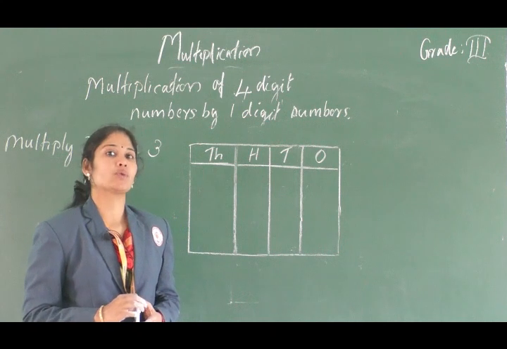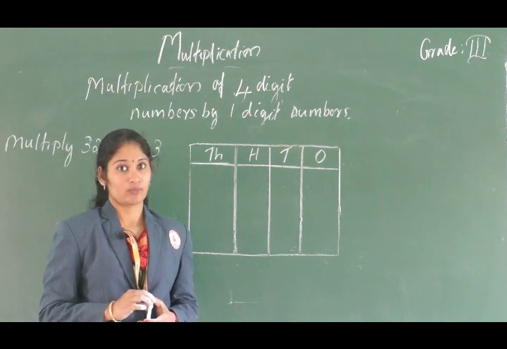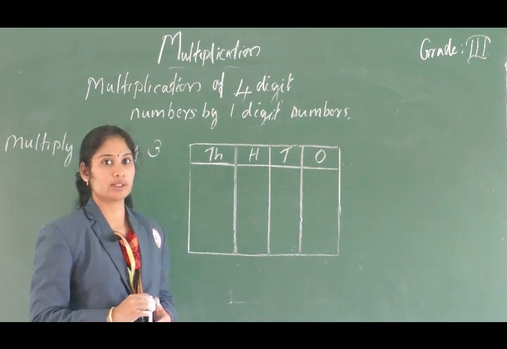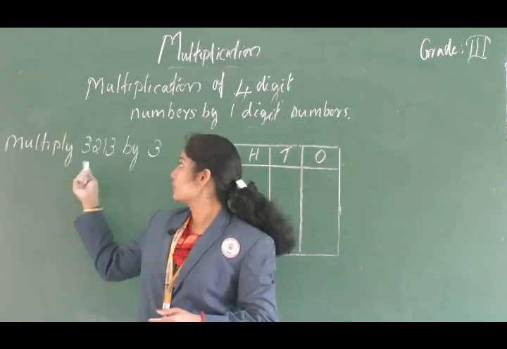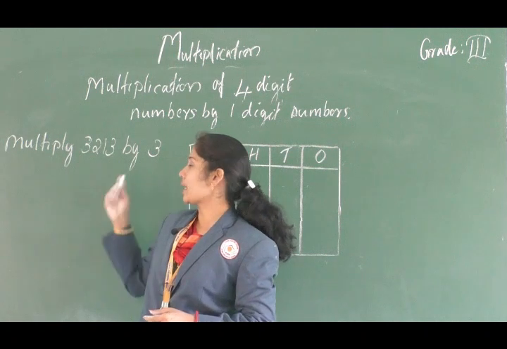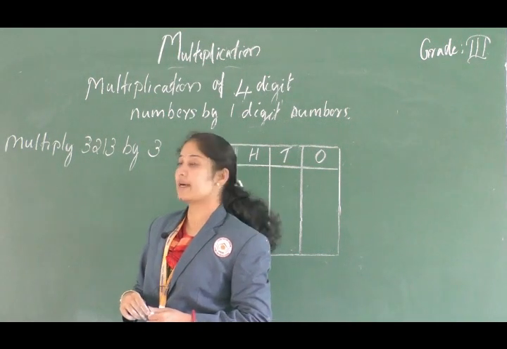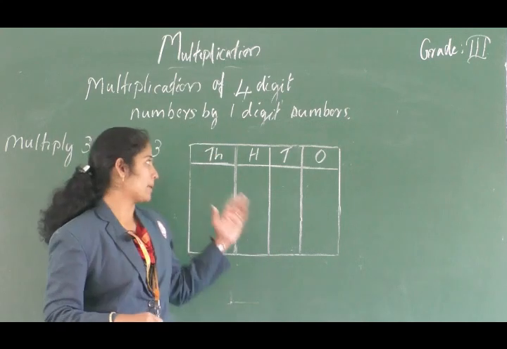Children, our next topic is multiplication of 4-digit numbers by 1-digit number without regrouping. Children, we use the same rule as a 3-digit number. We have one more place value here. Yes, thousands place. We'll illustrate with an example. The first question, 3213 multiplied by 3. We can write in a place value chart.